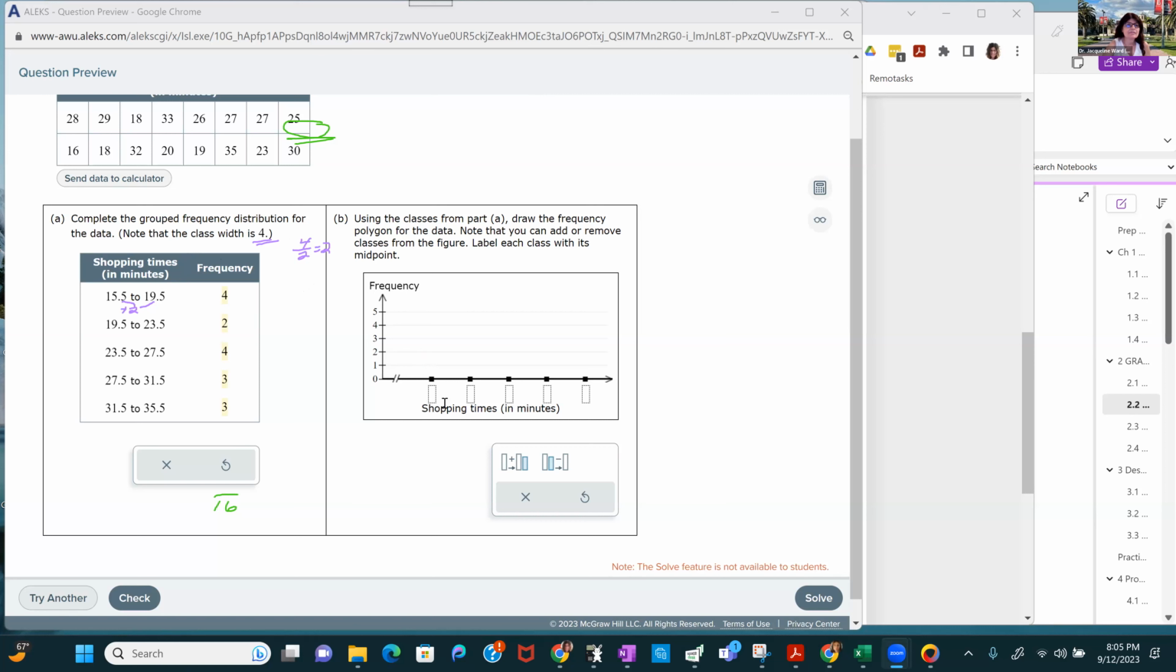So the midpoint is 17.5, and you've got a frequency of 4. Add 2, you've got 21.5, frequency of 2. Add 2, you get 25.5. And the frequency is 4. Add 2, you get 29.5. The frequency is 3. Add 2, you get 33.5. And the frequency is 3.